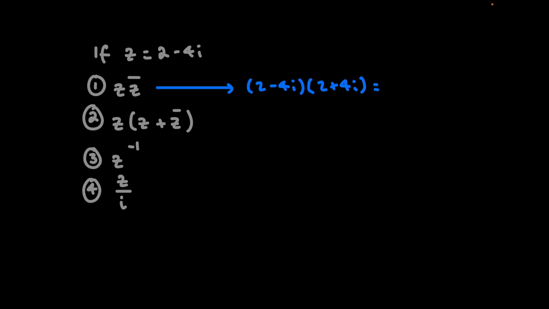So this is just the same as the difference of two squares. We can see that it's just the same as 2 squared minus 4 squared i squared. And if we evaluate this, that would give us 4 minus 16i squared. And we know that i squared is the same as negative 1. So that would mean that negative 16 times negative 1 is the same as plus 16. So 4 plus 16 is really just the same as 20. So that is the answer to part A.